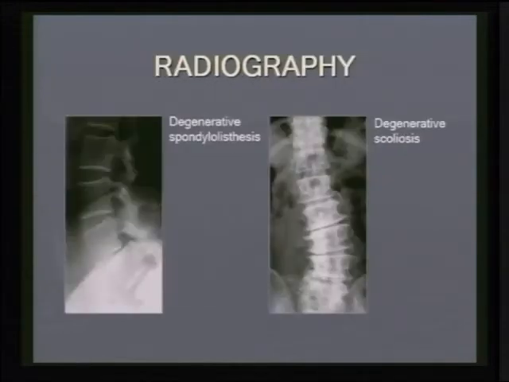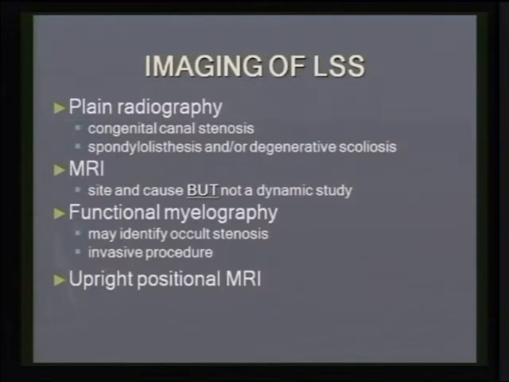So in a patient who has classical symptoms and signs of neurogenic claudication, but the MRI study shows no circumferential compression, we have to think about doing something more. We used to, until relatively recently, still perform functional myelography with CT in this clinical situation to identify occult stenosis, but of course it's an invasive procedure, and also many of our consultants who are trained within the last 10 years have never even seen a myelogram, let alone performed one, so this is becoming a problem now.